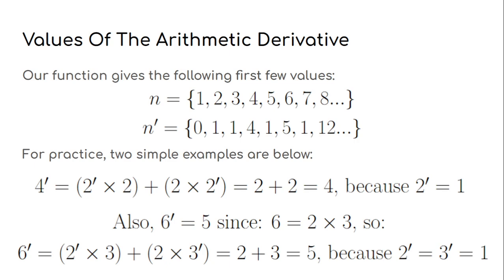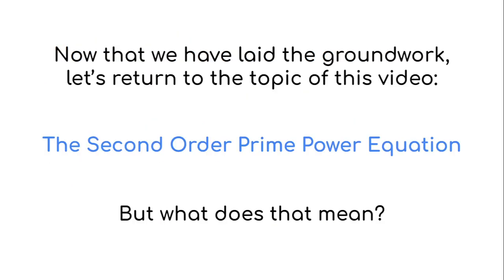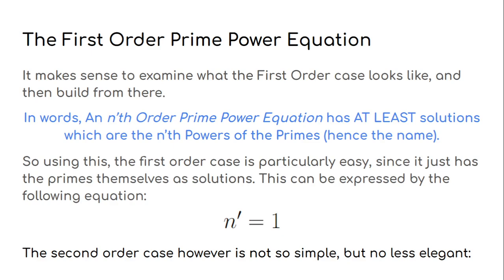We now have all the components required to form the equation I want to talk about, but first I'd like to explain its difficult sounding name and where that comes from. Our equation is called the second order prime power equation, but just repeating that raises more questions than it answers. Specifically, is there a first order prime power equation? Well, yes, and we actually already saw it.